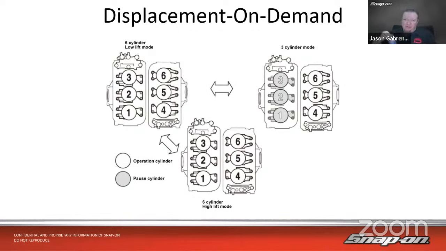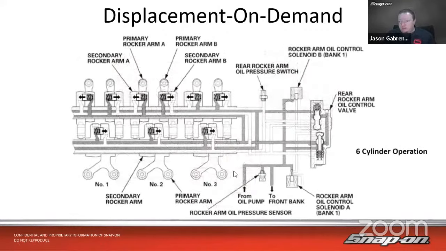If you want to watch the variable valve timing lesson we did, learn more about that. But here's a high lift mode, here's low lift mode, and then there we have 3-cylinder mode where it cuts out 3 entire cylinders, so 1 bank on the engine. Works with these rocker arm oil control valves. So it's very similar to how VTEC works. It works alongside the system.